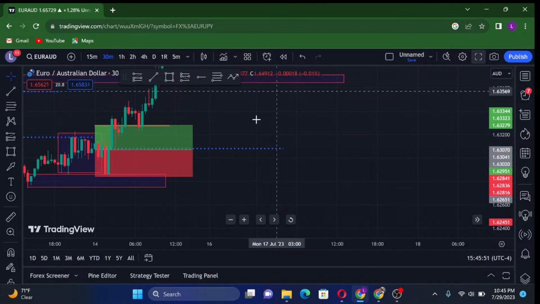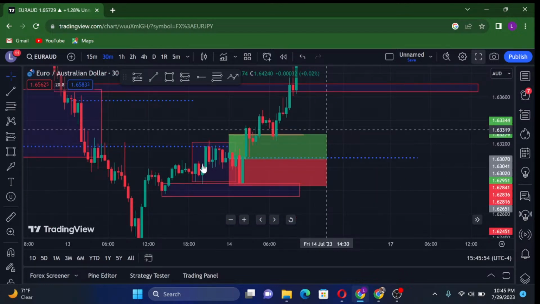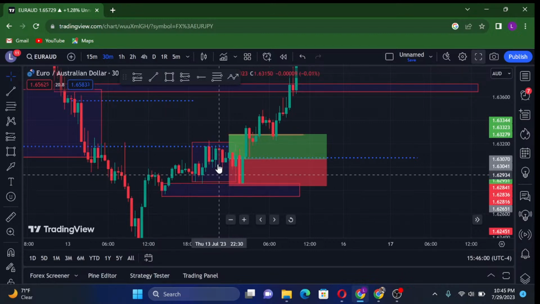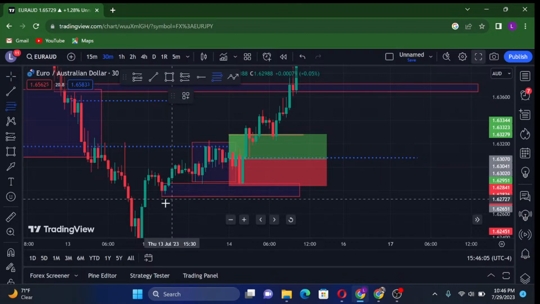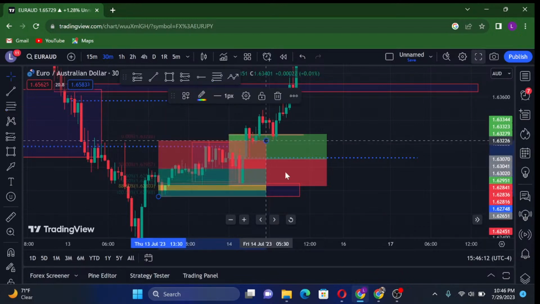Sorry, first move the Fibonacci. So after getting your setup like this one, you have your zone below, you have your Asian section above, so you're waiting for the market to hit the lows. The next thing to do is get a Fibonacci, place it right here like that.